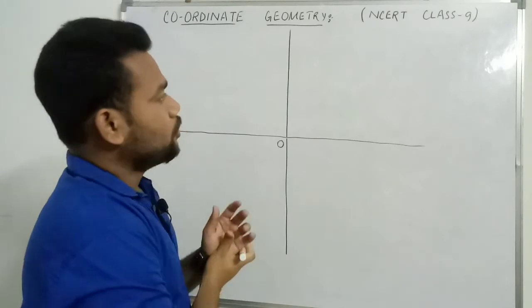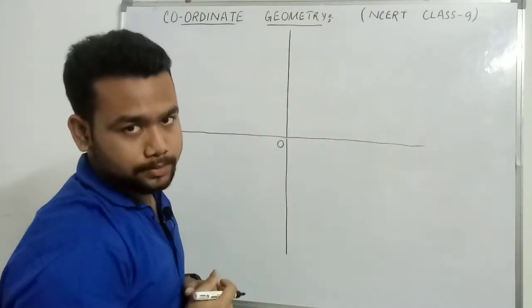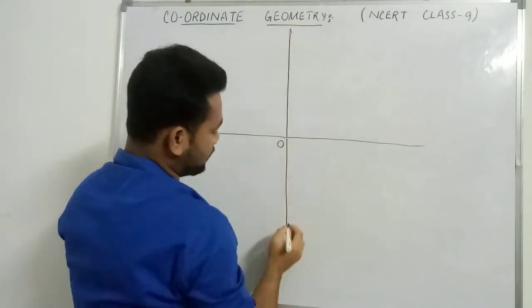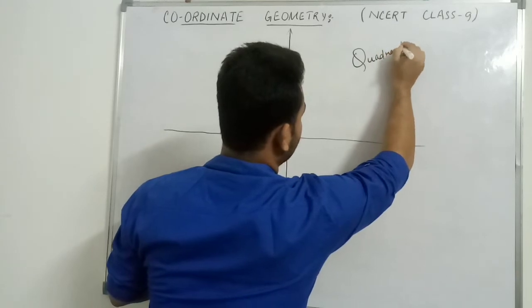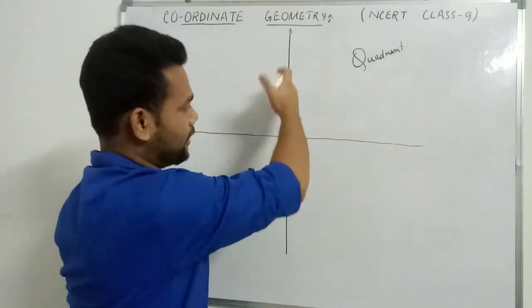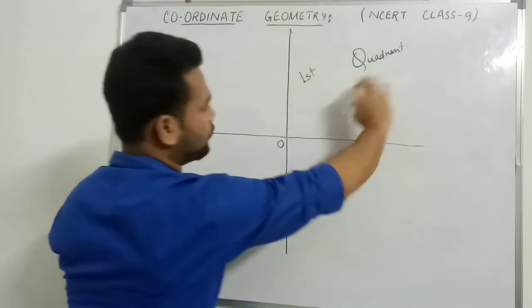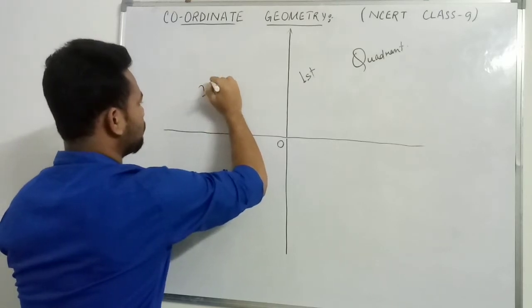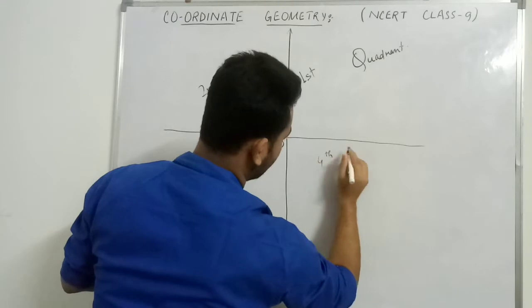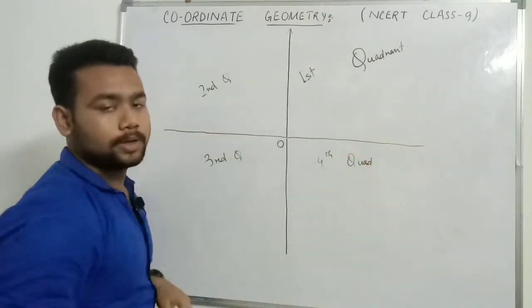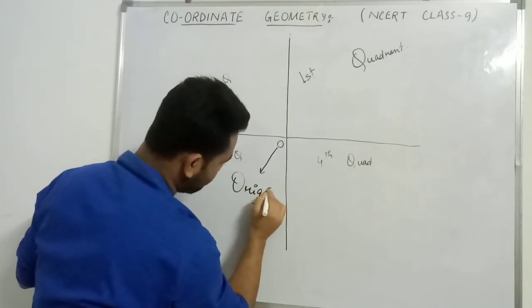Got it? If we observe clearly, these two lines bisect the whole plane of paper into four parts, so that each part is known as a quadrant. This is the first quadrant, this is the second quadrant, this is the third, and the last is the fourth quadrant. Got it? And this intersection point O is known by the name origin.